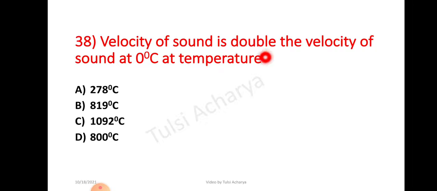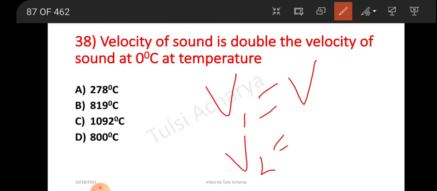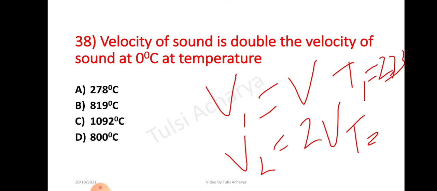Velocity of sound is double the velocity of sound at 0 degree temperature. It means that if we have velocity v1 equal to v, velocity v2 will be twice v at what temperature? We need to find the temperature. Initial temperature is 0 degree centigrade, that is 273 Kelvin. We need to find the other temperature at which the velocity of sound becomes double of the original velocity.